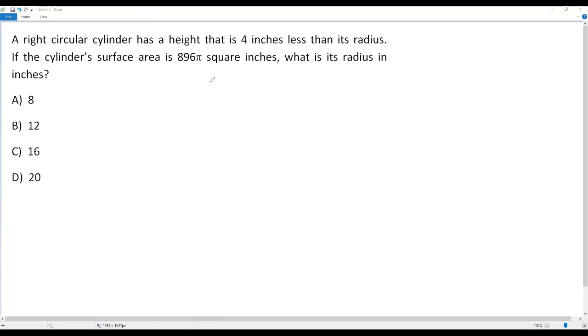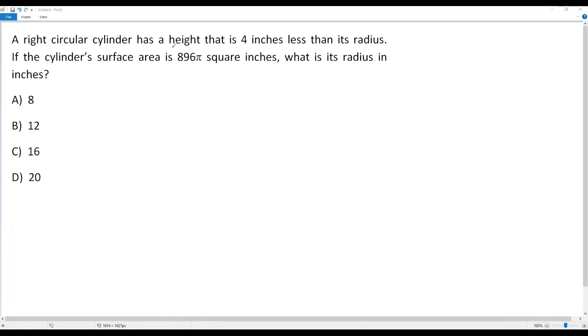Here we have a SAT math problem. Okay, let's go to the question. A right circular cylinder has a height that is 4 inches less than its radius. If the cylinder surface area is 896 pi square inches, what is its radius in inches? Using the given information, we have to find the radius of the cylinder.